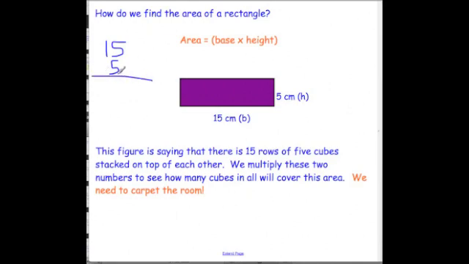Now 5 times 5 is 25. Bring down our 5, carry our 2. 5 times 1 is 5, plus 2 is 7. So our answer would be 75 centimeters squared.